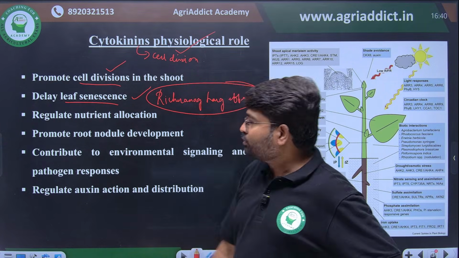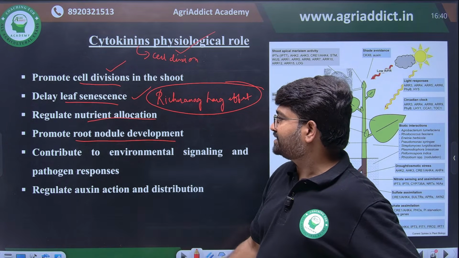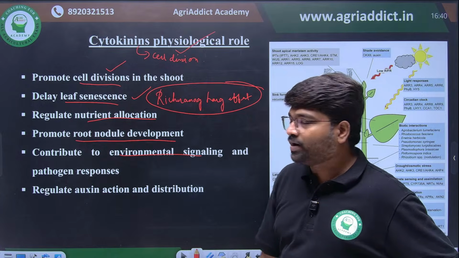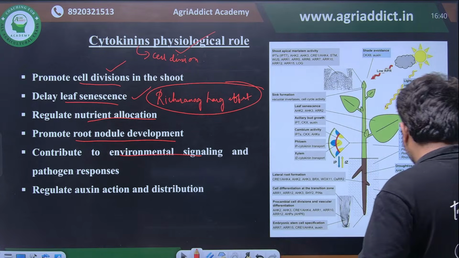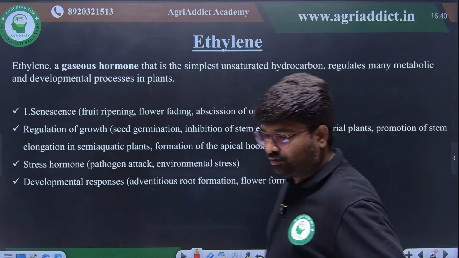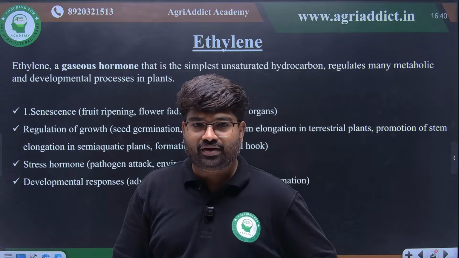Another most important thing, it will be involved in root nodule development and nutrient allocation. It will also contribute to environmental signaling and pathogen responses. These are some of the important key points. I hope cytokinin is clear for everyone. Now we are going to see about ethylene.